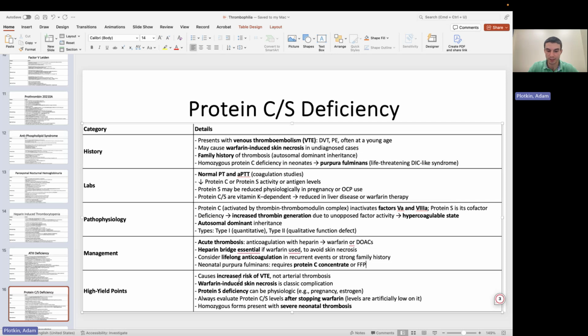So again, the high yield points: this increases the risk of venous thromboembolism. It can lead to warfarin-induced skin necrosis. Protein S deficiency can be physiologic in both pregnancy and estrogen, and protein S is that cofactor for protein C. We always want to evaluate the protein C and S levels after stopping warfarin, okay? And then homozygous forms present with severe neonatal thrombosis.